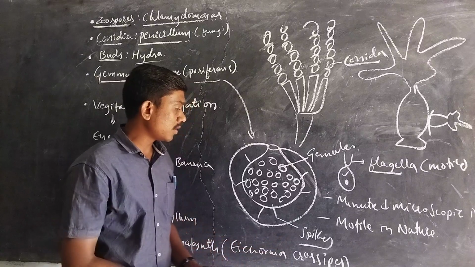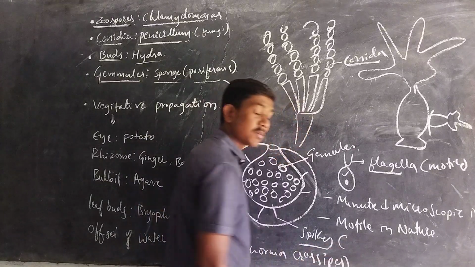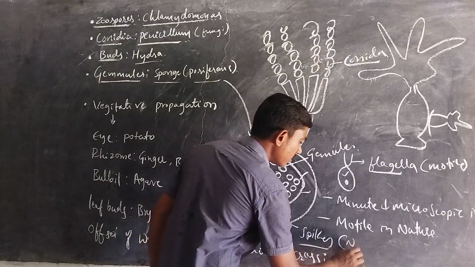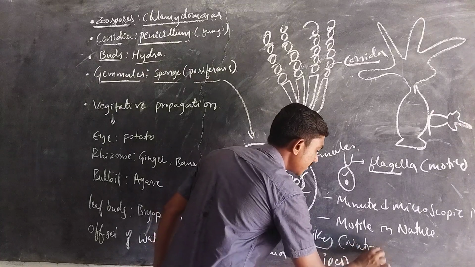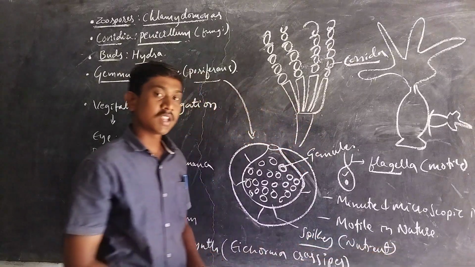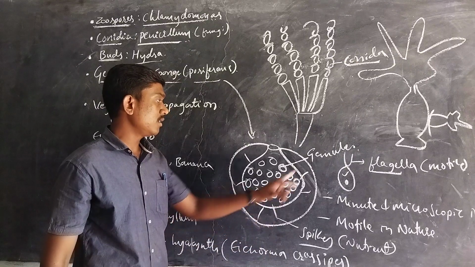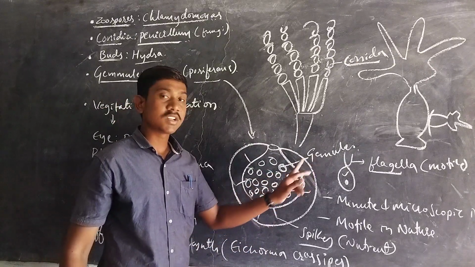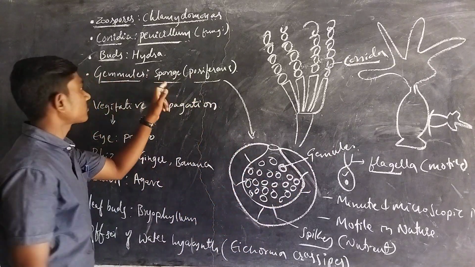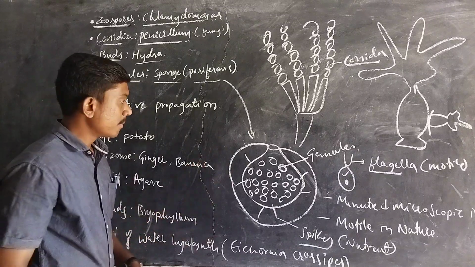These spikes are made up of some nutrient elements, which are protective in nature for the development of the future gemmules or the future sponges. Those are nothing but the poriferans.